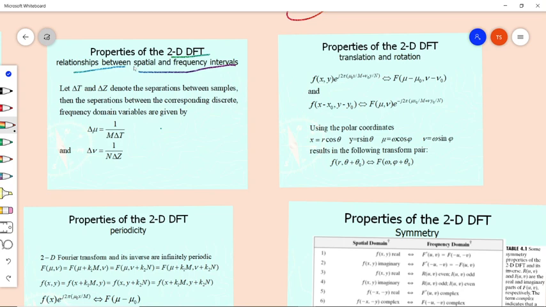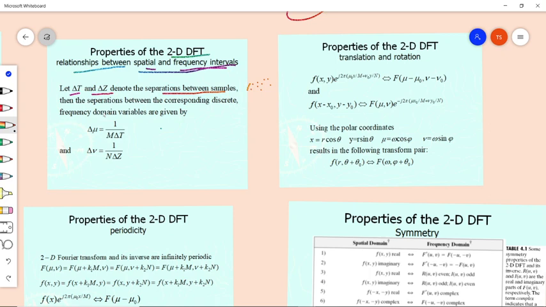So the relationships between spatial and frequency intervals are defined as follows. Let delta t, you know this is a periodic function, and delta z, another periodic function, denote the separations between samples. So suppose these are the sample points; delta means the difference, the separation. These separations are denoted by delta t and delta z.